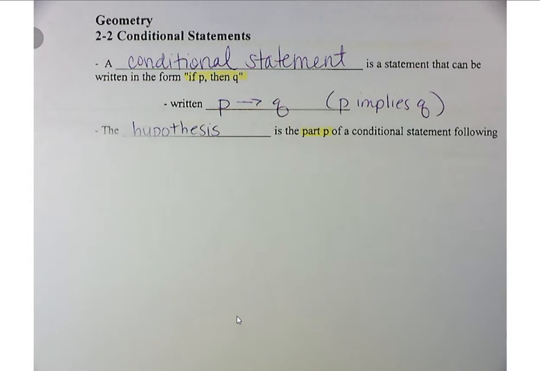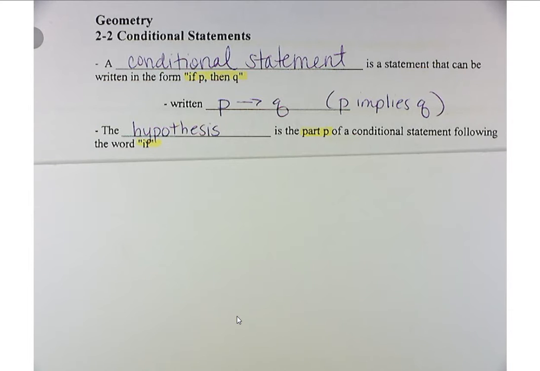Okay, now the hypothesis is the first part of the conditional statement. That is going to be the part of the statement that follows the word if. You do not include if in the hypothesis. What do you not include in the hypothesis? If. So if is not included. That's the part of P following the word if.